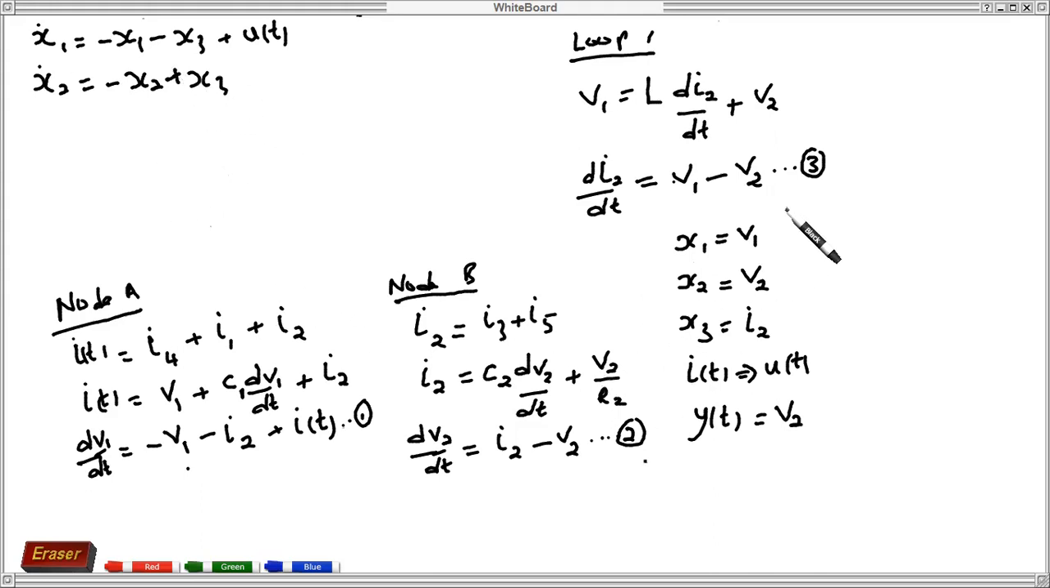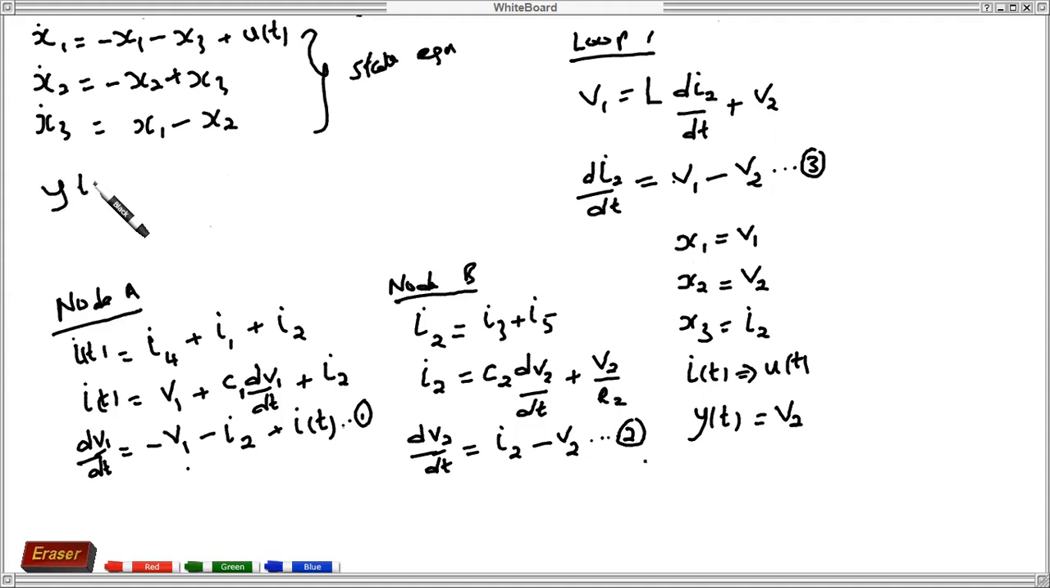That's our second equation. From equation 3, di/dt, our I is x3, which means this is the derivative of x3. We can write x3 derivative will be equal to V1, which is x1, minus V2, which is our x2. And this set of equations constitutes the state equation. Finally, we can write our y of t, which is our output, which is V2, but V2 is x2. So we can write this as x2.